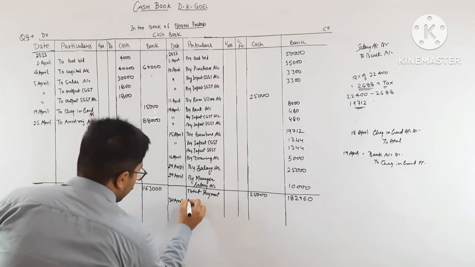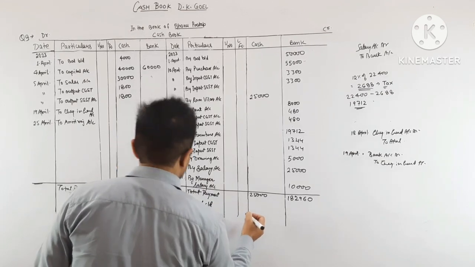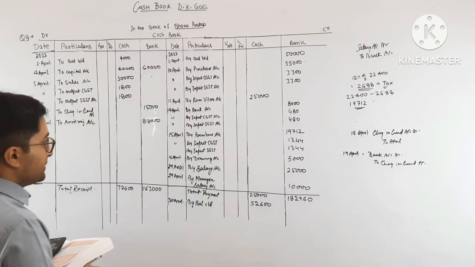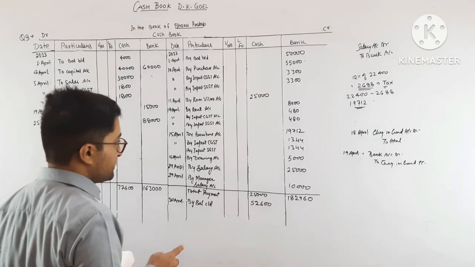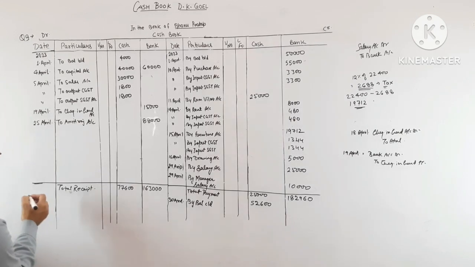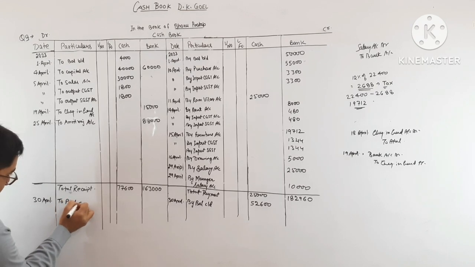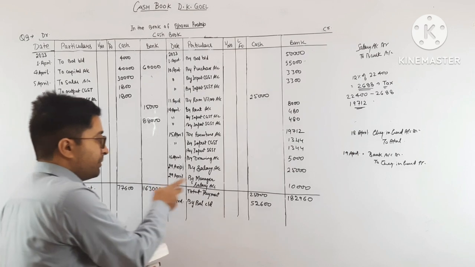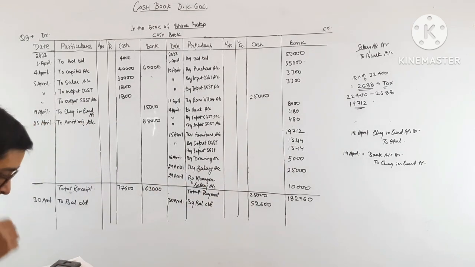So by balance CD 52,600, and the total receipt is 1,63,000 and it is 1,82,960. So on 30 April, now see, to balance CD, देखिए यहाँ पे रिसिप्ट कम है, पेमेंट ज्यादा है. So it is the debit balance to balance CD.